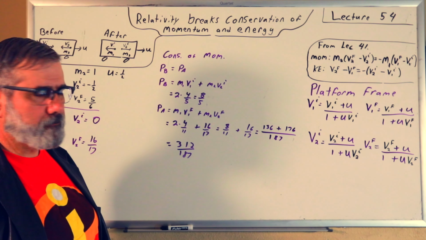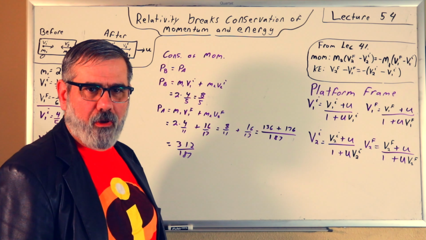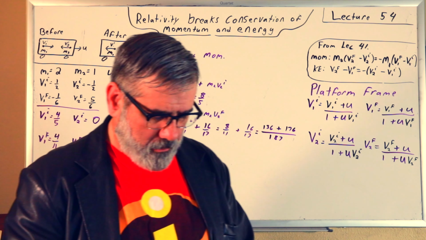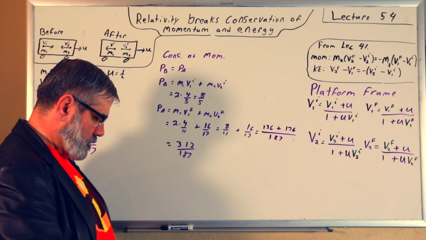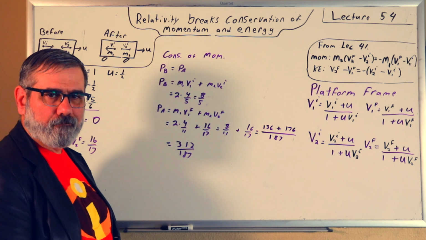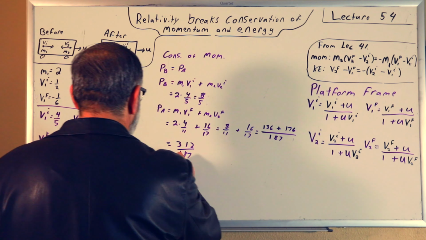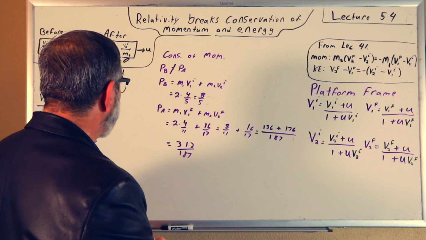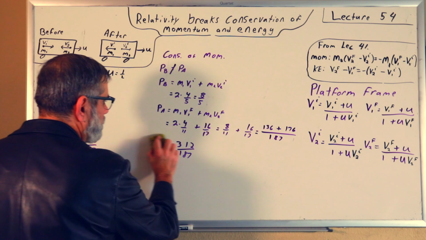Yes? Yeah. You can check it with a calculator. Somebody want to punch in 8 divided by 5? What do you get? 8 divided by 5, 1.6. 312 divided by 187, 1.67. Okay? So P before is not equal to P after, therefore conservation of momentum is broken.